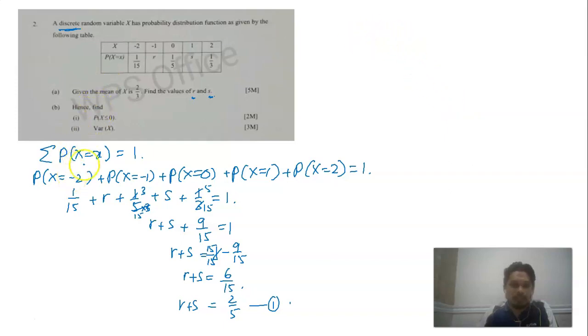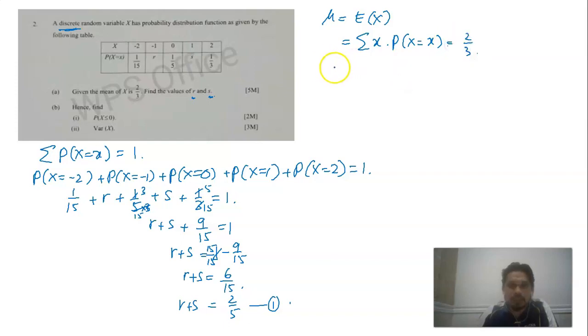Because once we use the first equation, r plus s equal to 2 over 15, equation 1, then we're going to use the mean here. So expected mean, or expected value of x, equal to the summation of x multiplied with its own probabilities, which is -2 times 1 over 15, -1 times r, 0 times this, 1 times s, and 2 times 1 over 3. So let's find it one by one here. And it is 2 over 3, equal to 2 over 3.